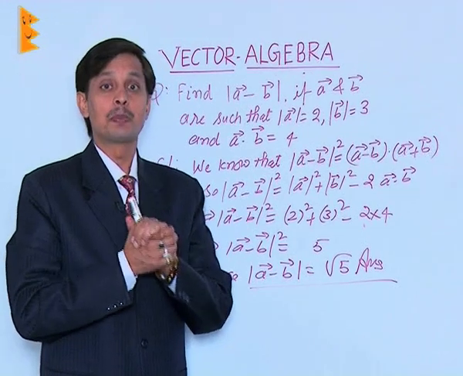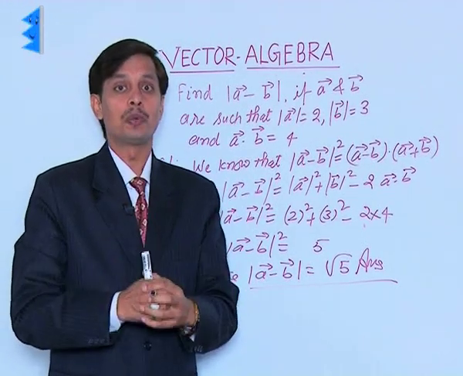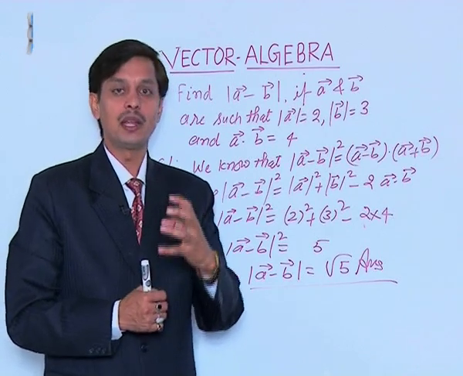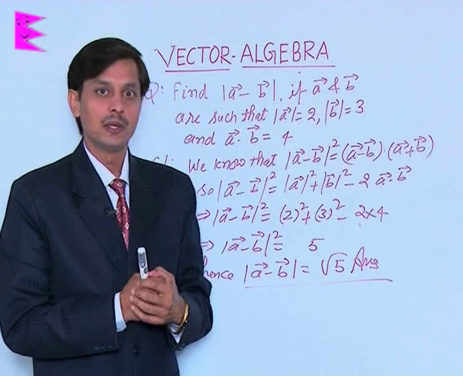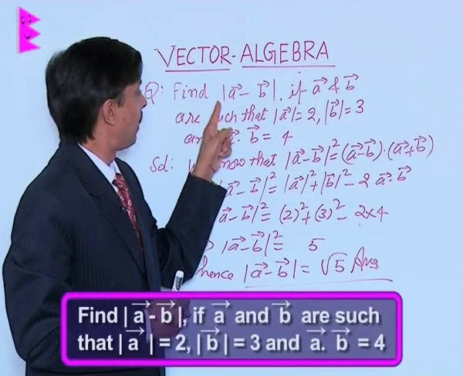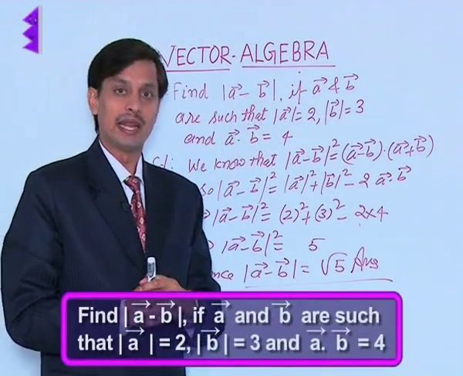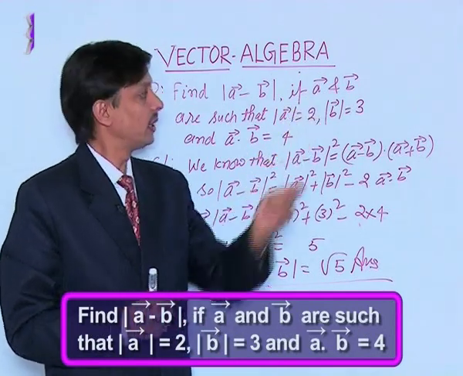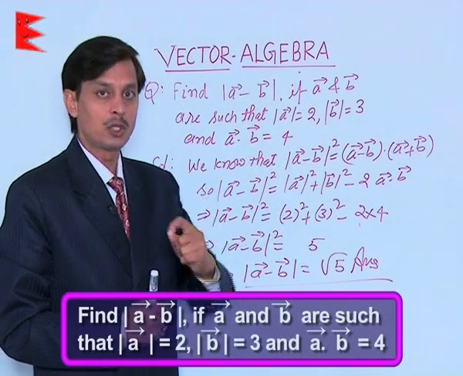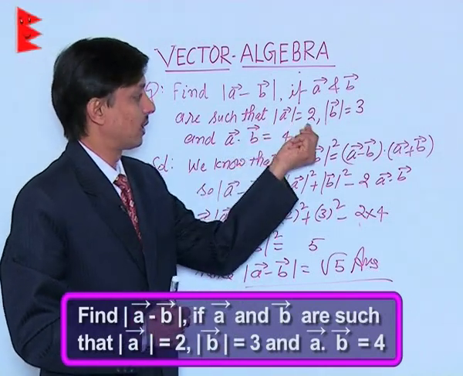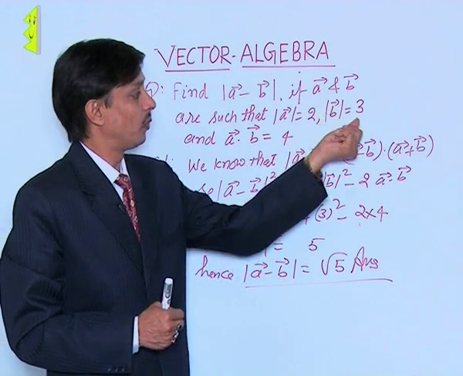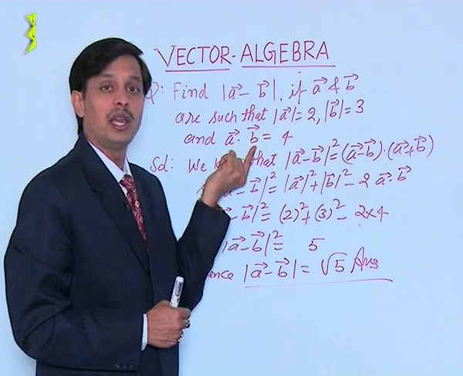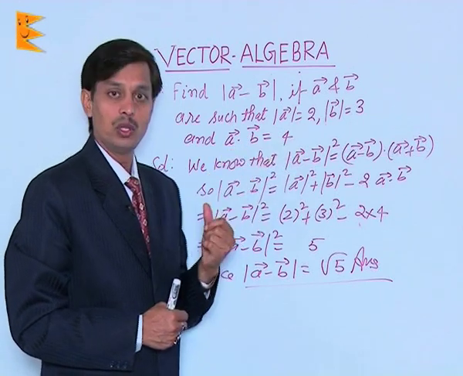Now I am going to explain how to make use of some results, some facts which are not directly derived from the formulae. Find magnitude of vector A minus vector B, under the condition that vector A and vector B are such vectors that magnitude of vector A is 2 units and magnitude of vector B is 3 units, and also that vector A dot vector B is 4 units.